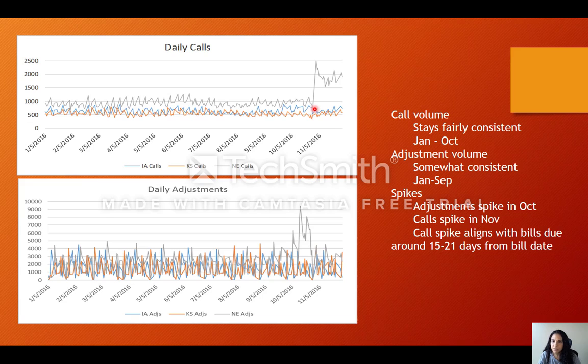of the year. Similarly with adjustments, we can see adjustments seem to spike a little bit earlier than calls, but again, there could be a cyclical pattern here, and we can see the entire year of 2016 mapped out for both of these different variables.